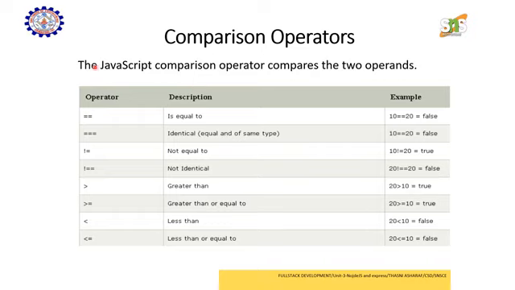And comparison operators: the JavaScript comparison operator compares two operands. For example, is equal to, identical if they are of the same type. For example, 10 identical or equal to 20 gives false. We can declare it like that. Or not equal to, not identical, greater than or equal to, less than or equal to. These are all the comparison operators.